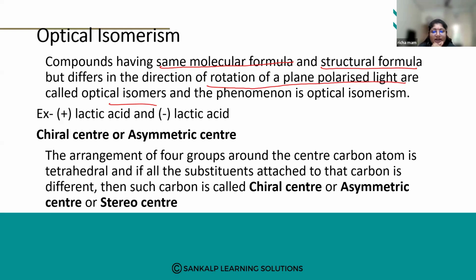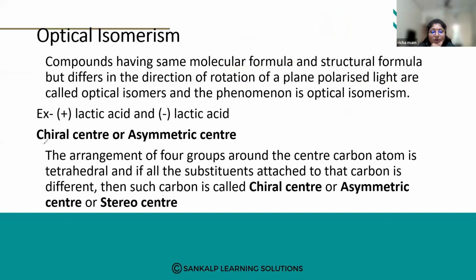So if the plane polarized light is rotated to the right-hand side, then we call it plus lactic acid. If the plane polarized light is rotating to the right, it gives rise to plus lactic acid. When the plane polarized light is moving to the left-hand side, then it is called minus lactic acid. So the compounds have the same molecular formula and structural formula, but differ in the direction of rotation of plane polarized light.